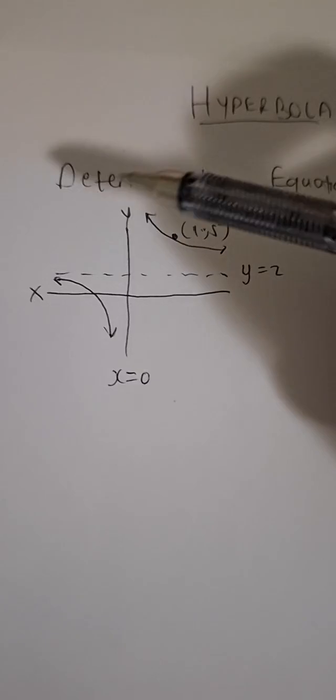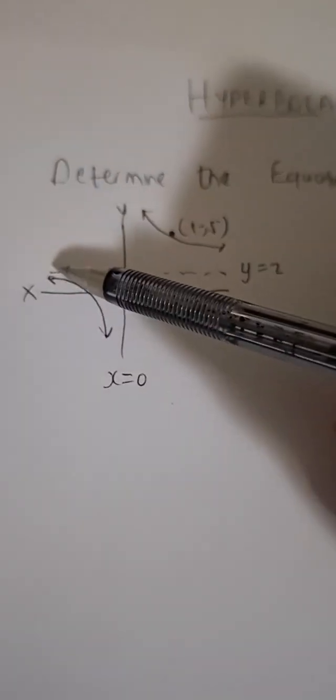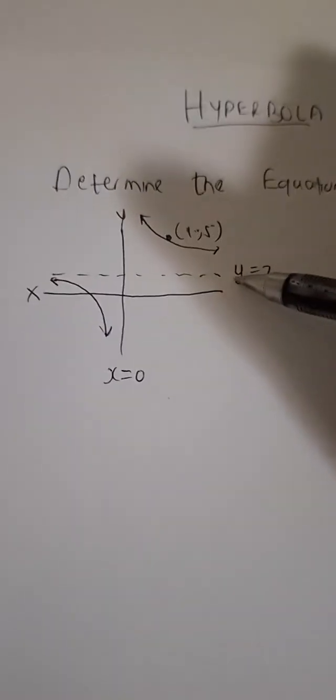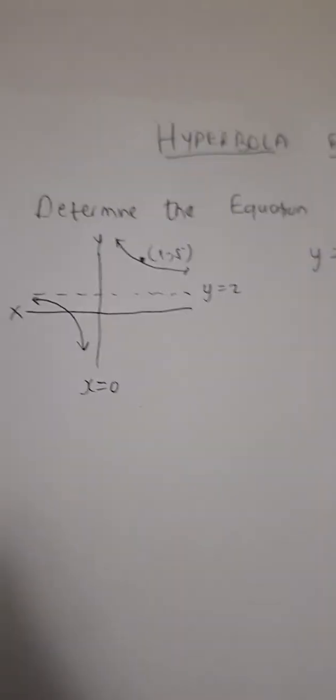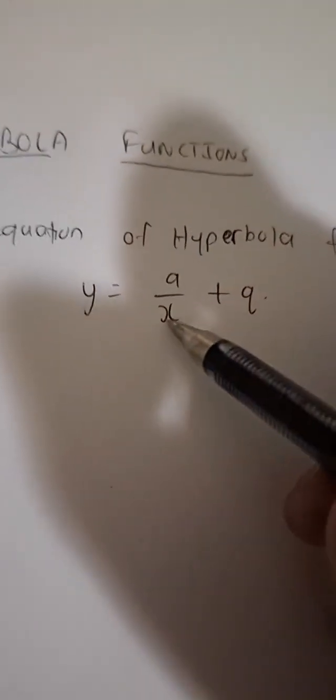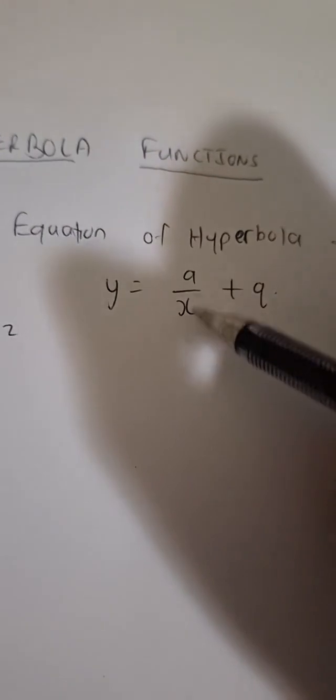Okay, and then what you notice here is that this is the horizontal asymptote and it is given as the equation. Okay, so I know that the form I'm going to be using is y is equal to a over x plus what? Plus 2.